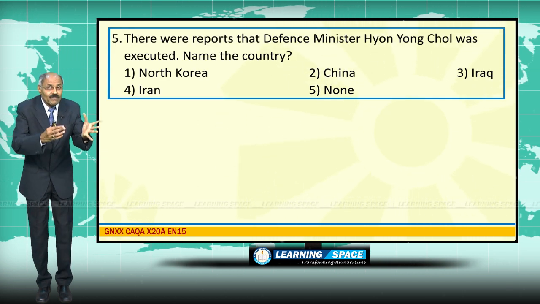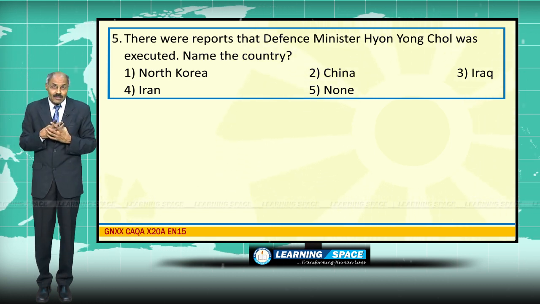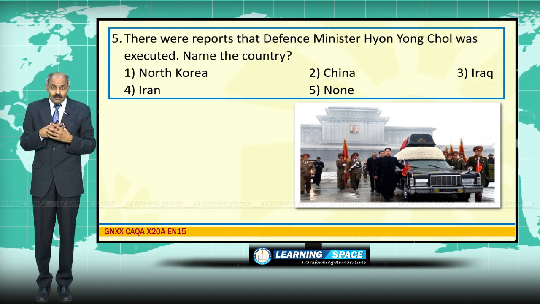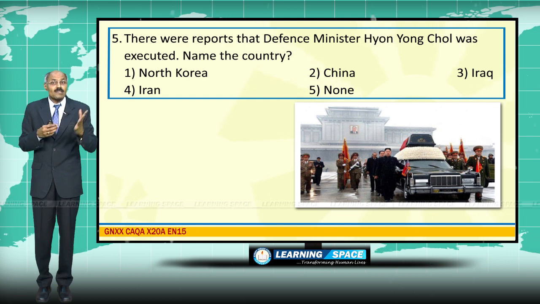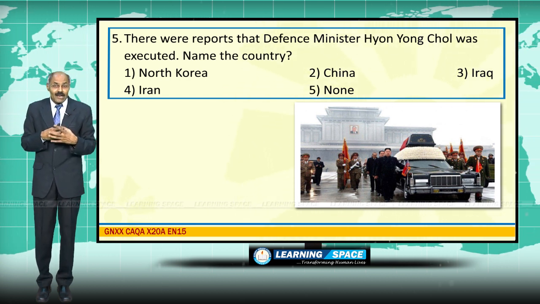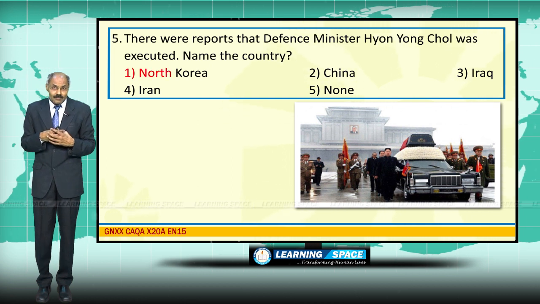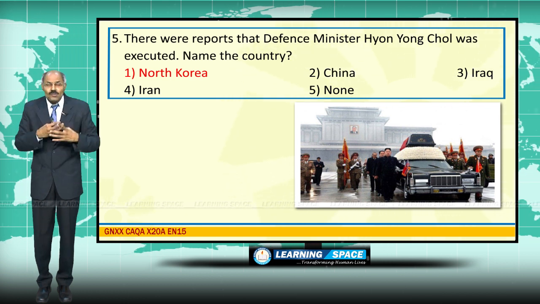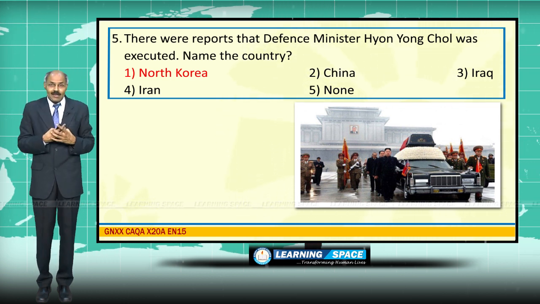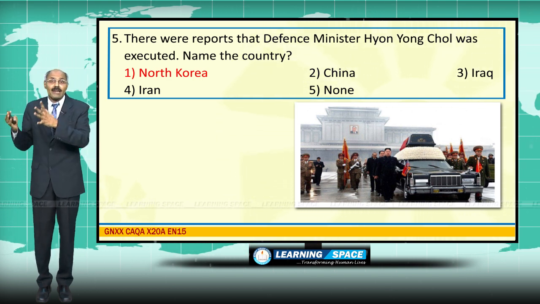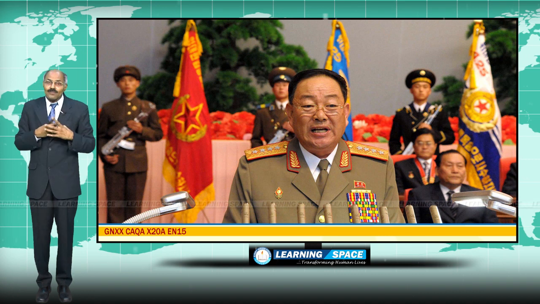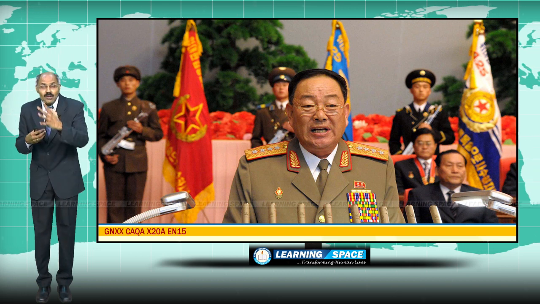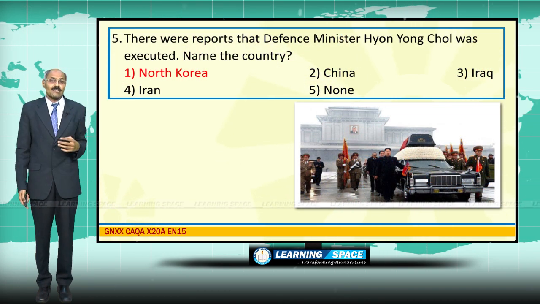There were reports that Defense Minister Hyon Chol was executed. Name the country. There were unconfirmed reports that the Defense Minister of the country was executed. The country's name is North Korea, and North Korea has a closed economy, and various news reports emanating from that country are normally not verified by reliable sources, but as per the unconfirmed reports, the country's defense minister Hyon Chol was executed, and the country we are talking about is North Korea.